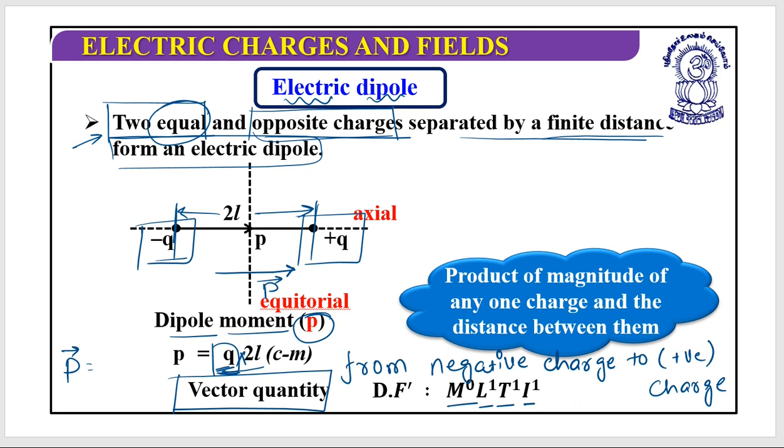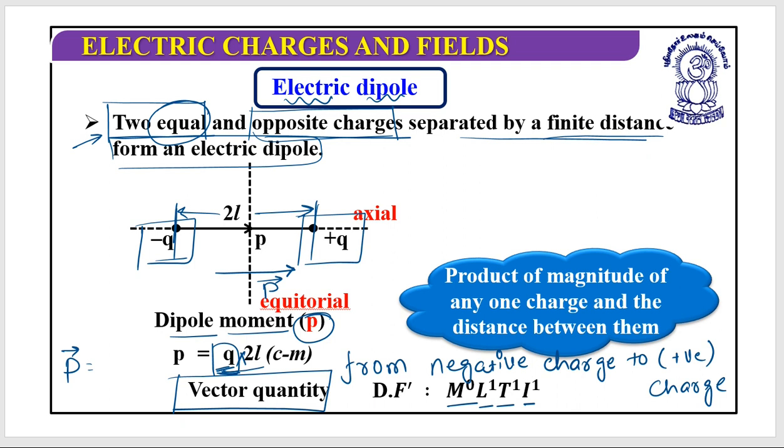So let's summarize. What is an electric dipole? It is an arrangement of two charges equal in magnitude but opposite in nature, separated by a finite distance, which forms an electric dipole. Now what is the dipole moment? p is equal to q into the separation between these two charges, q into 2l. Scalar or vector quantity? It is a vector quantity. Then what would be the direction? Its direction is from negative charge to positive charge.